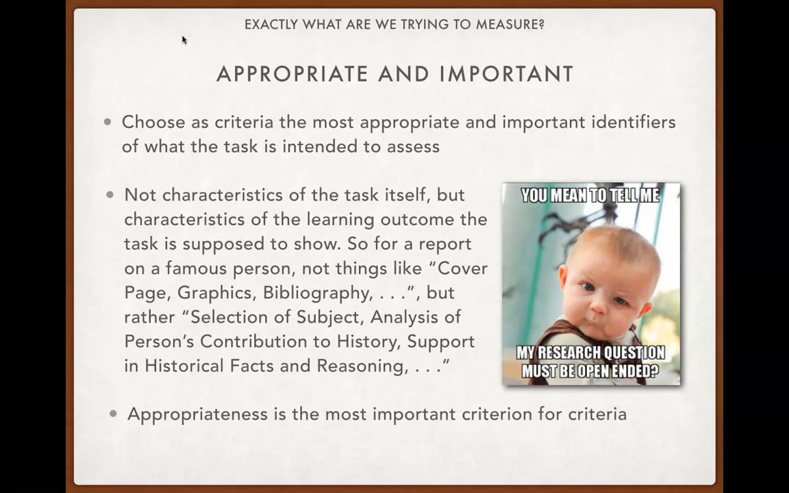Appropriateness is the most important criterion for developing your criteria for your rubric. And what we mean by appropriateness here is that these categories that we're choosing are appropriate to show that the students have demonstrated, performed their learning that hits the objective, the standard, the learning outcome for this particular topic or unit or whatever we're measuring and assessing here. Appropriateness.